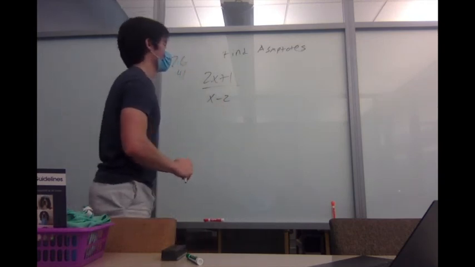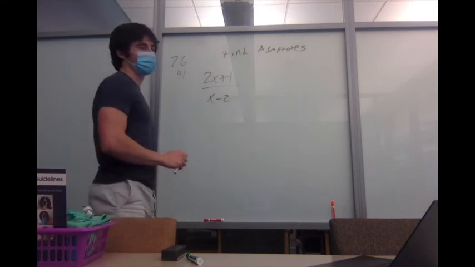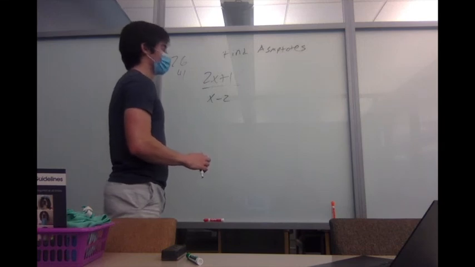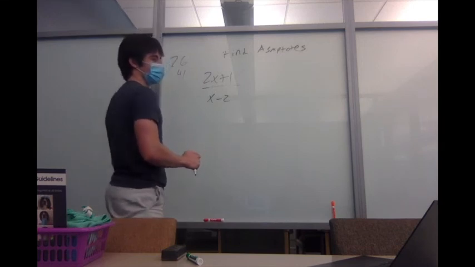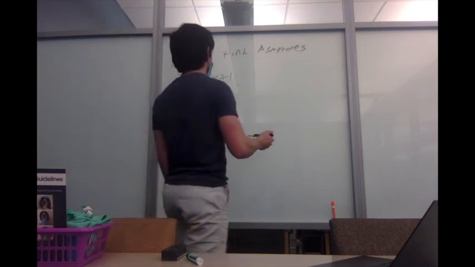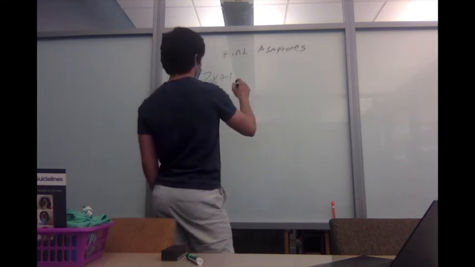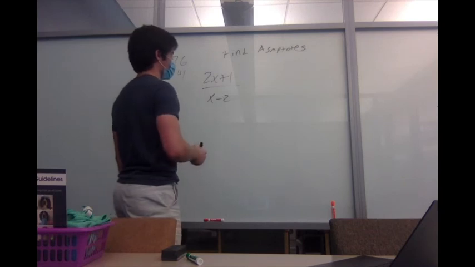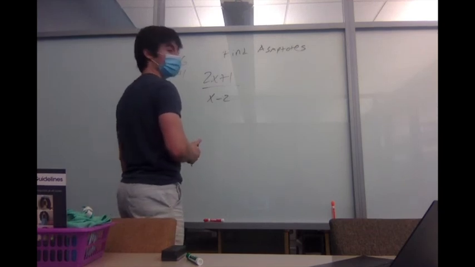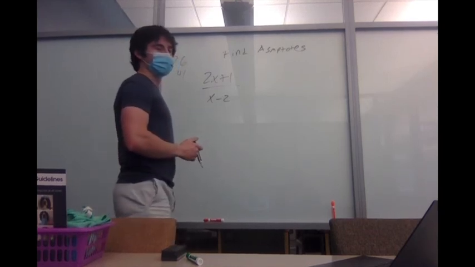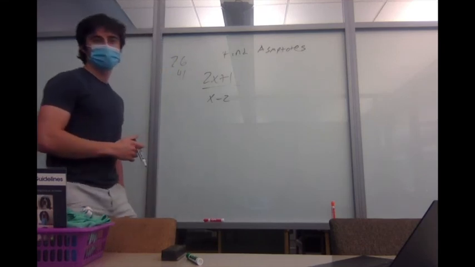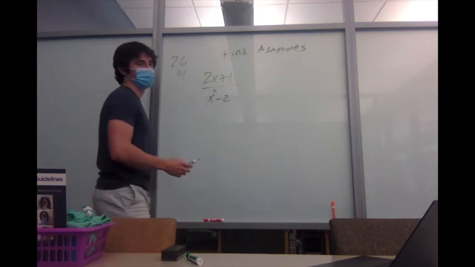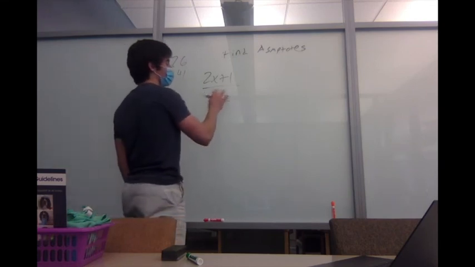Got it. Okay, and then what about vertical? Vertical is, you remember, if you factor that and get x minus 2 as a factor, that's your vertical asymptote. So if I factor, wait, I can't really factor that 2x plus 1. If the degree of the numerator is less than the degree of the denominator, then there's a horizontal asymptote at 0. So if this were x squared, then this would be a horizontal asymptote at 0.